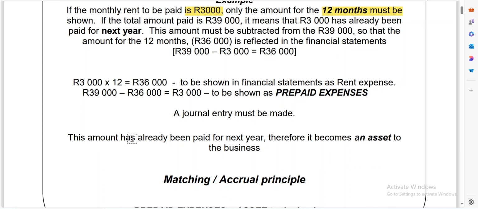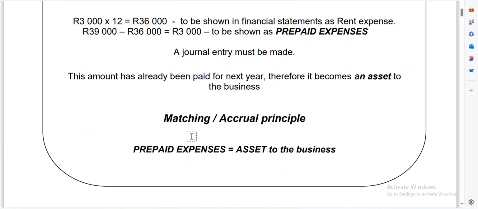Now here they're saying that the amount has already been paid for the next year, therefore it becomes an asset to the business, which is what I said. Once you've paid something in advance, it means that those people owe you money for that particular service that you've paid, because at the present moment it has not yet been rendered to you. So it is a liability to those people, but an asset to you as a customer. Why? Because you have a legal claim over those people. You can demand that money anytime, and this is why it brings us to talking about that matching principle.